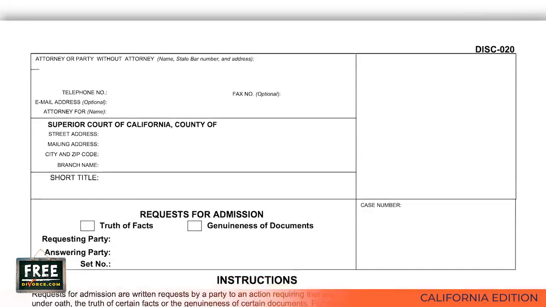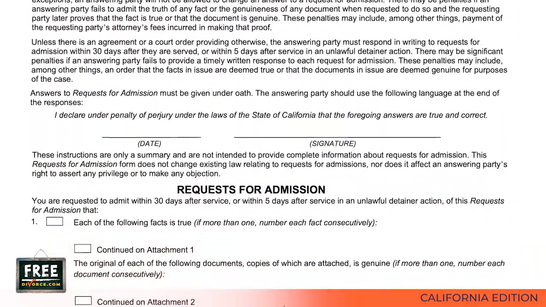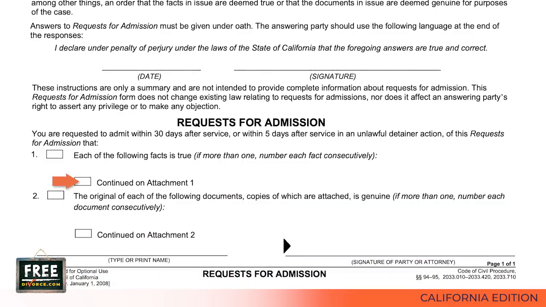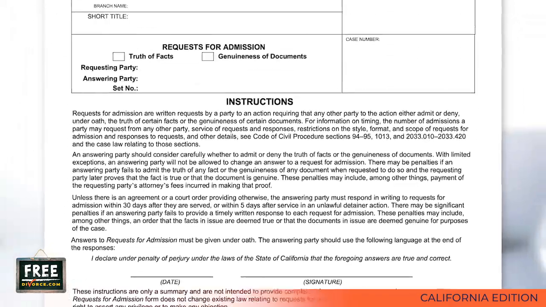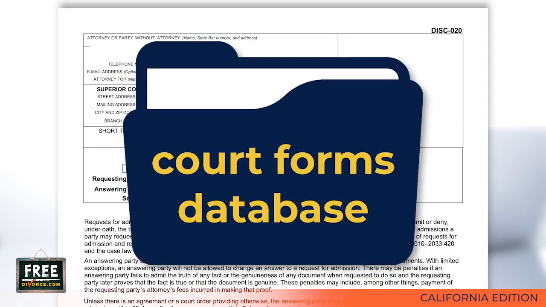Sort of. There is a Judicial Council request for admissions form, which is DISC-020, but it is not much more than a cover sheet. If you use the DISC-020 form, you will have to draft the set of facts you want admitted and list those facts on Attachment 1. You can also attach to the DISC-020 form whatever documents you want your spouse to admit are genuine. Is the DISC-020 form in our court forms database?